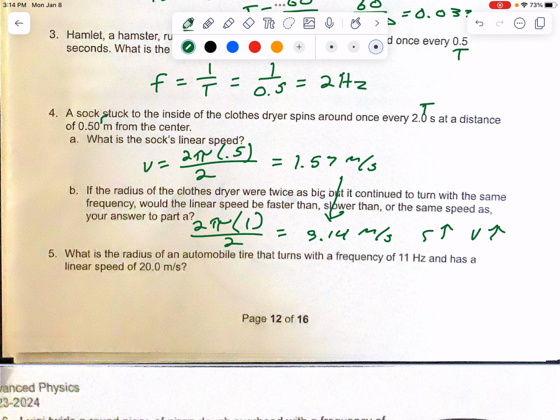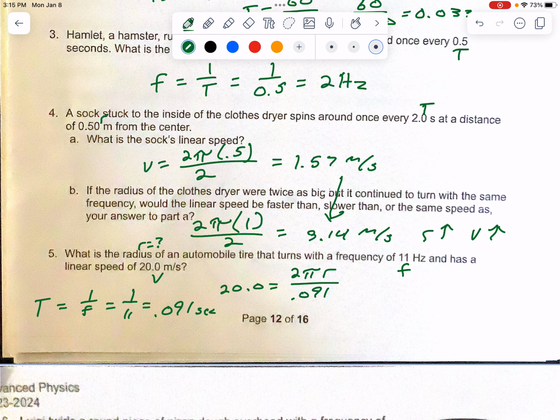Number 5, what is the radius of an automobile tire that turns with a frequency of 11 hertz? So there's your F, and has a linear speed of 20 meters per second. So there's your V. That means you're looking for R. So we're going to do V equals 2 pi R over T. So 20.0 equals 2 pi times radius over T, but we don't have T. We can find it though. T equals 1 over F, so 1 over 11, and you get a time of 0.091 seconds. Okay, so 0.091 seconds goes on the bottom there.